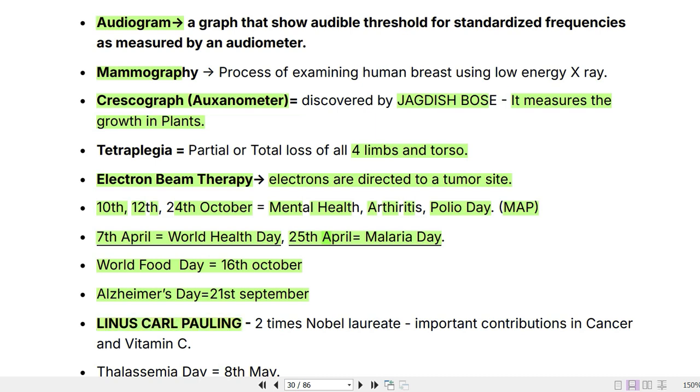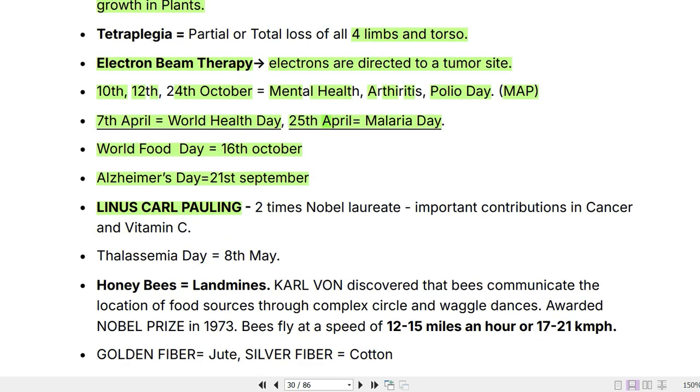Then Linus Carl Pauling, I'm reading this for the second time. This person received the Nobel Prize two times, with an important contribution in cancer treatment using vitamin C. Thalassemia Day is celebrated on the 8th of May. Then honeybees are used in the detection of landmines. Karl von Frisch discovered that bees communicate the location of a food source through complex circle and waggle dances. He was awarded the Nobel Prize in 1973 for deciphering the mode of communication between bees through the waggle dance. They typically fly at a speed of 17 to 21 kilometers per hour.